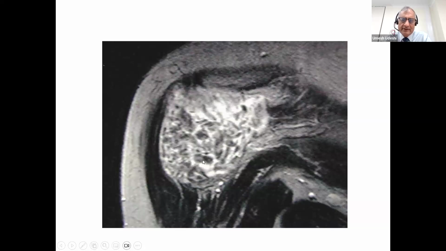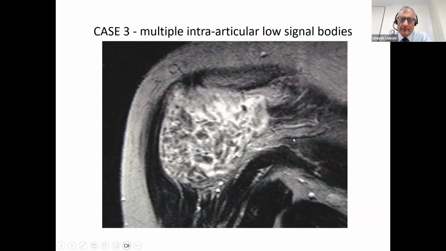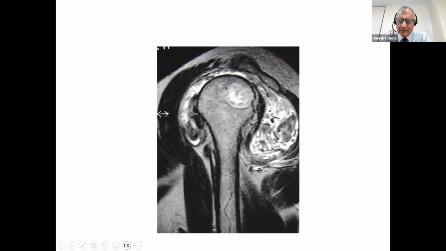And then if we go anteriorly, we see these little dark blobs in the joint fluid. Any idea what that is? Multiple intra-articular low signal bodies. And here's a sagittal. This is where we saw all those low signal bodies. The joint is bulging with all this abnormal stuff within it. So that is actually a very florid synovitis.